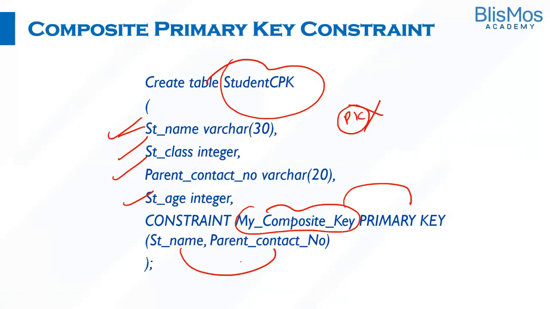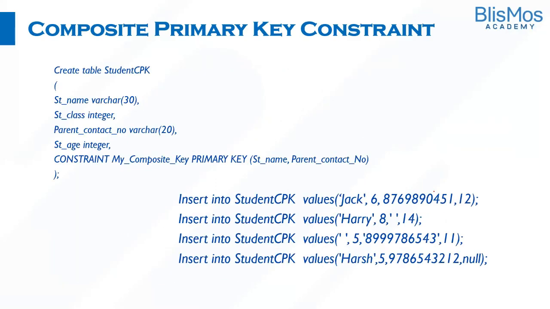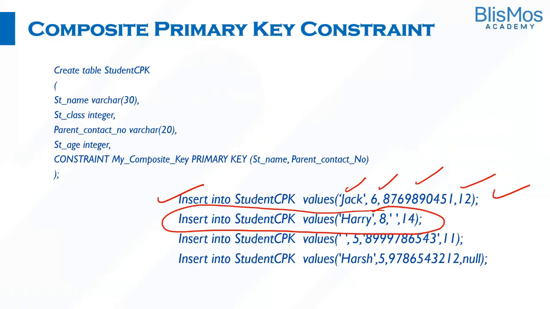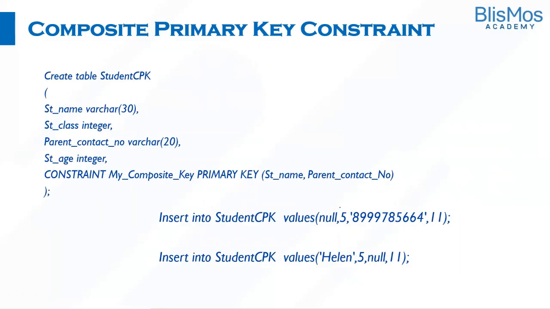The moment we make this a primary key and have a constraint associated with that, let us see what values can be inserted and what cannot be inserted. We can go ahead and insert this particular value because everything is fine here. So student name, student class, parent contact number, and student age, everything is fair, so it will get inserted. In this case also it gets inserted, because null here doesn't mean there is no data. So if you want to say null, we have to represent it like this. In this case, it will not allow us to insert the data.